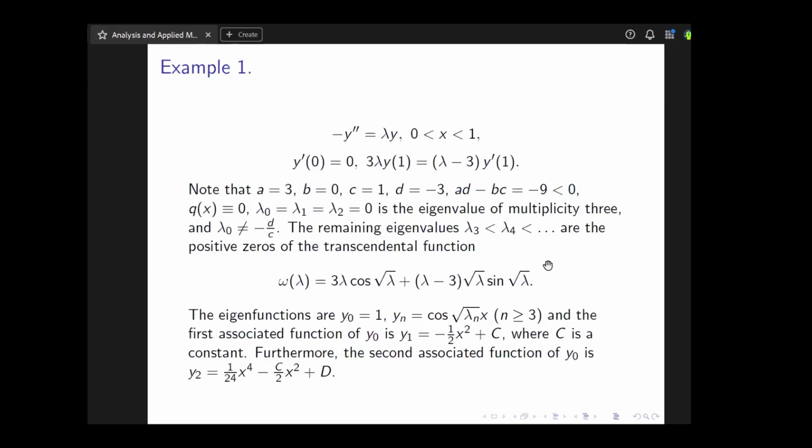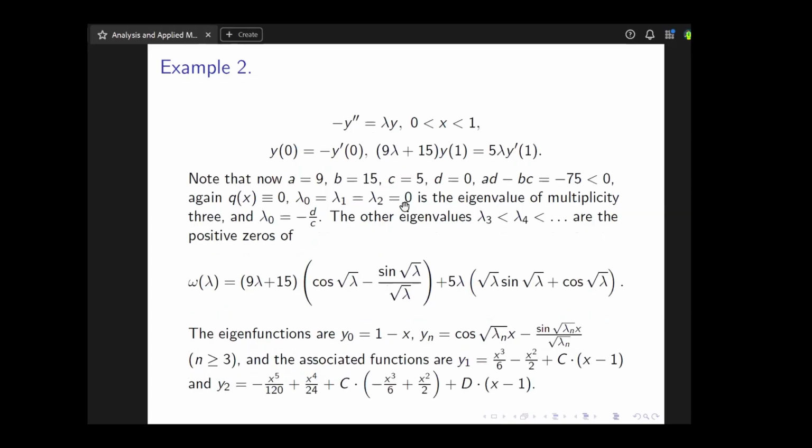I also looked at two special examples. It was not easy to find these examples. I tried to find examples for both cases: when lambda_k, which is a multiple eigenvalue, corresponds to minus d over c, and when it is different from minus d over c. Here, I have a triple eigenvalue in this problem, which is different from minus d over c. And then all the results obtained for the triple eigenvalue are checked for this particular example.